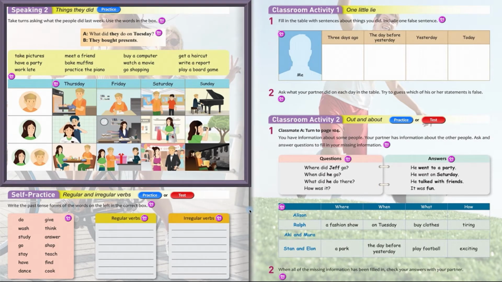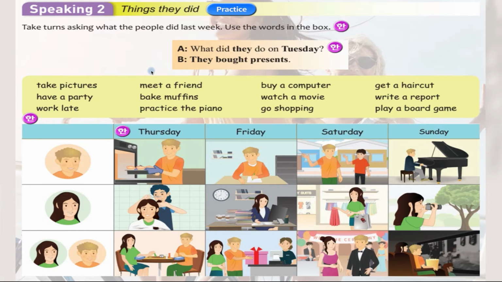Here in Speaking 2, on the next page, we're going to look at a few more verbs. Many more verbs, not just go. So here we have the verbs take pictures, have a party, work late. So notice how take, have, work, meet, bake, practice are in their base form, their present tense form. So like here, what did they do on Tuesday? No Tuesday here, Tuesday before then. They bought presents. So bought is the past tense of buy. It's an irregular verb. So we're going to practice it.